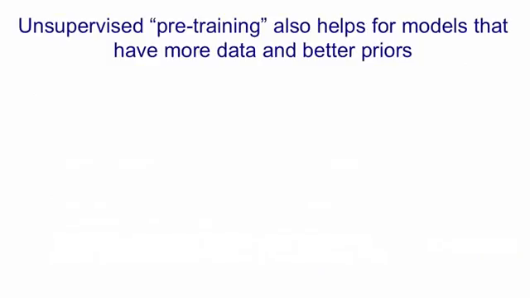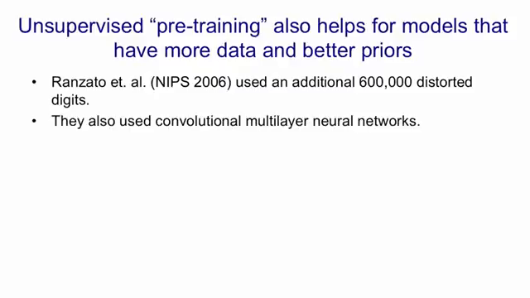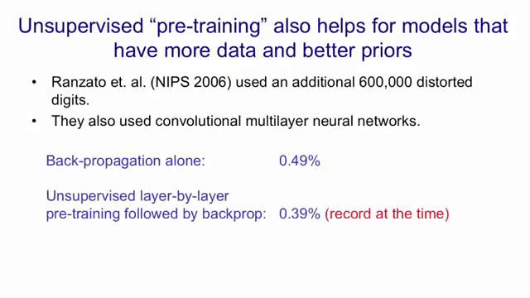Marco Aurelio Ranzato, working in Yann LeCun's group, also showed, using a slightly different pre-training method, that pre-training helps for models that have more data and better priors. So they used an additional 60,000 distorted digit images, so they had a lot more training data. They also used a convolutional multilayer neural network, and Yann's group is the best group at tuning those. With backpropagation alone, they managed to get down to 0.49%. When they did the unsupervised layer-by-layer pre-training, followed by backpropagation, they got down to 0.39%, which at the time was a record.